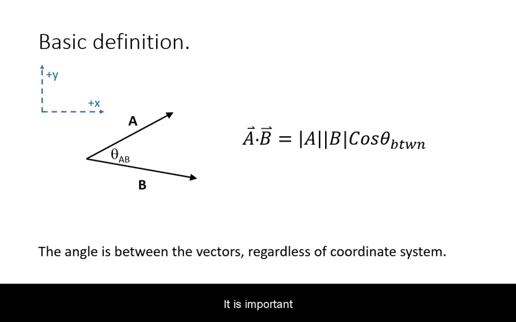It is important to take note that the angle is meant to be between the vectors and not the angle of either vector with respect to the coordinate system you have set up.